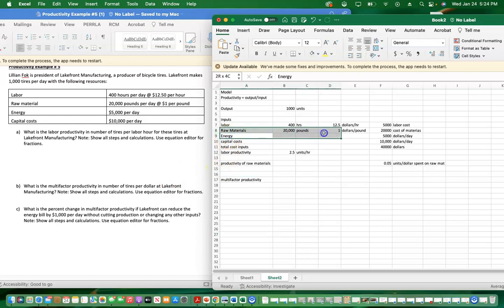If you look at the energy cost here, it is 5,000. And remember the total inputs will be 40,000. So if you reduce the energy bill by 1,000 from 5,000, then this is going to be 4,000. Just change this 5,000 to 4,000. Now, please look at this and let me know if it makes sense to you.